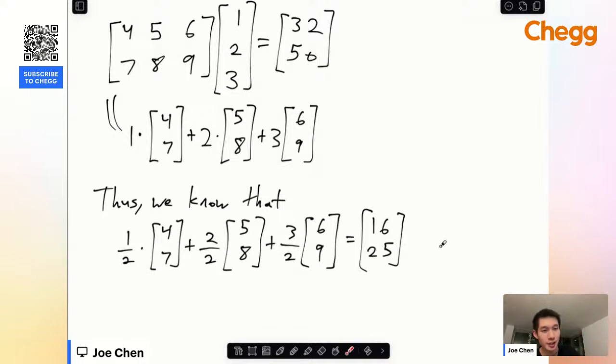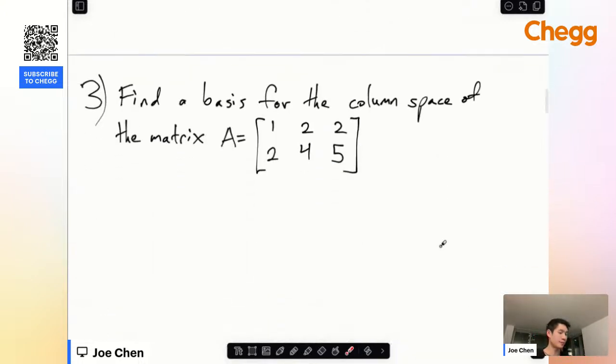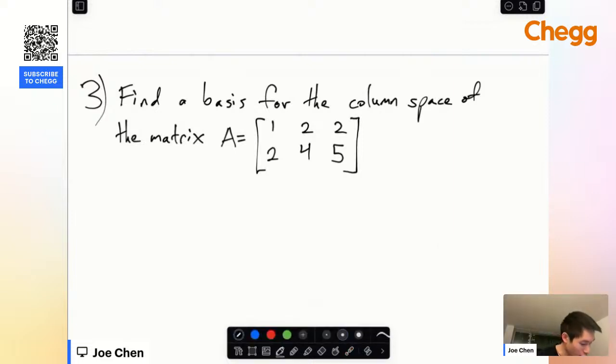Alrighty. Well, let me go on to another question. So this one is involving a basis and involving a column space. So let's highlight those two terms. So here we have a question involving a basis and a column space.